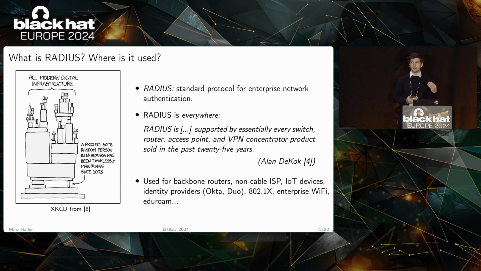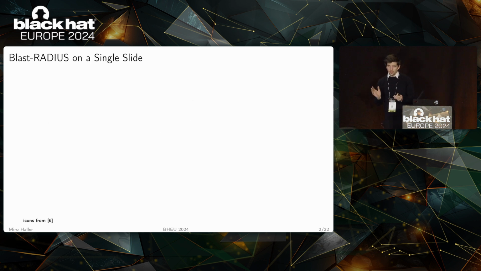Essentially, every non-cable ISP is using RADIUS for authentication and accounting. RADIUS is also used to authenticate access to power grid equipment as well as industrial control systems. RADIUS is also used as a backend in identity providers such as Okta and Duo, and it's also used in 802.1X and therefore to connect users to enterprise Wi-Fi and eduroam. In this slide, I tried to compress our entire attack onto one slide, so in case you want to check your emails later, this is the slide you need to pay attention to.